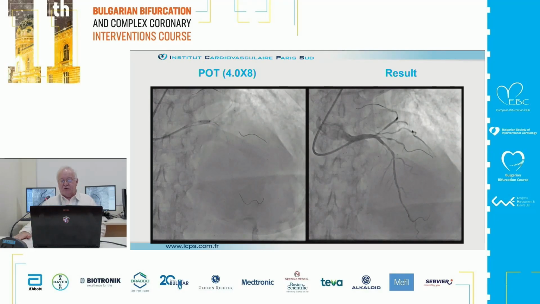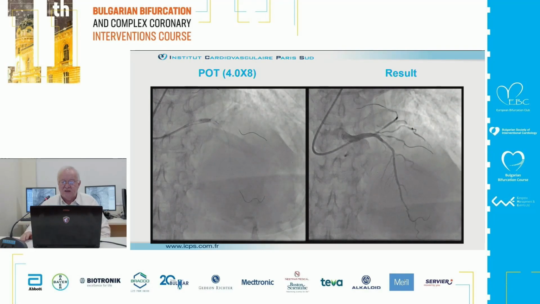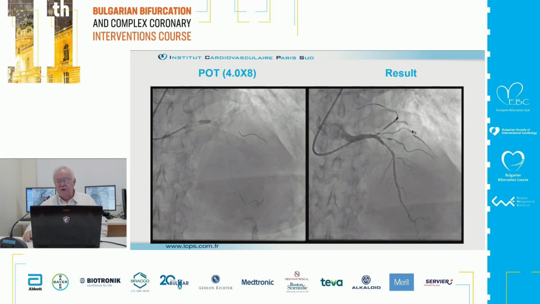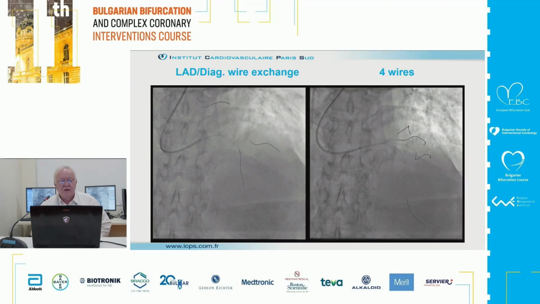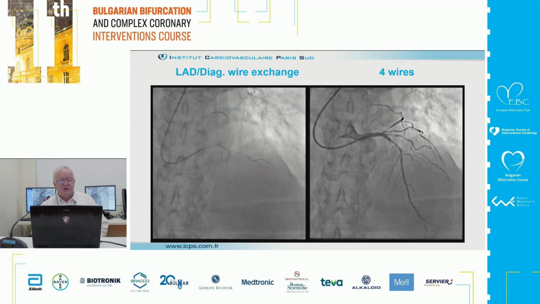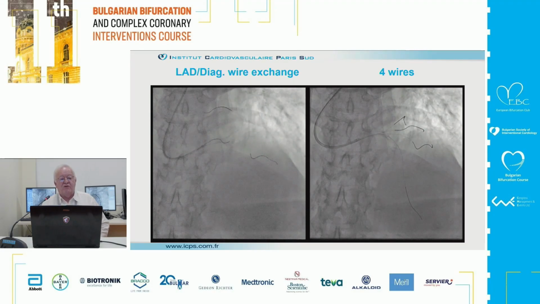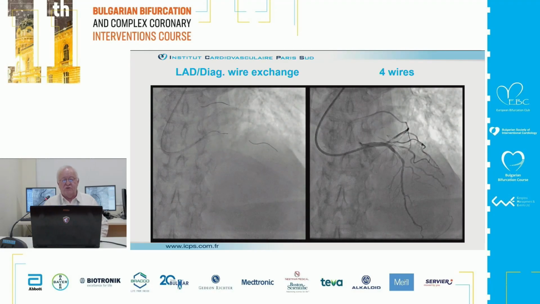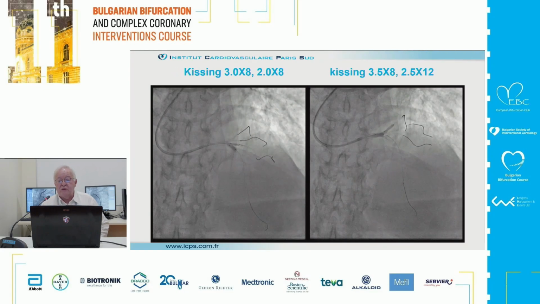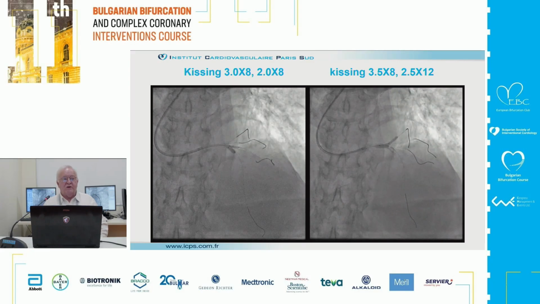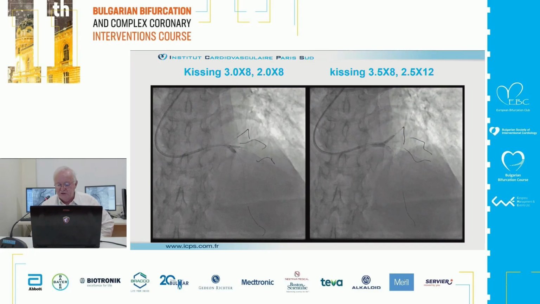So this is the result after crossover stenting. You see tight lesion on the circumflex, tight lesion on the diagonal. But they are here, they are not occluded, because we chose the stent from left main to LAD from the diameter of the LAD. So after that, we did an exchange on the left of the wire from LAD to diagonal, and of course then diagonal to LAD. And we did a kiss LAD diagonal, a kiss left main circumflex.